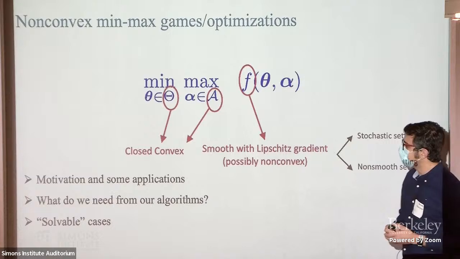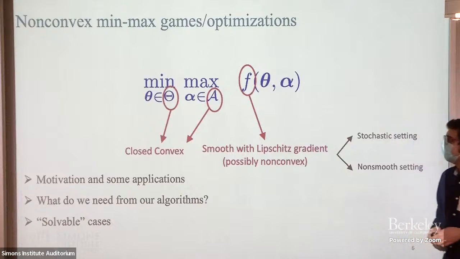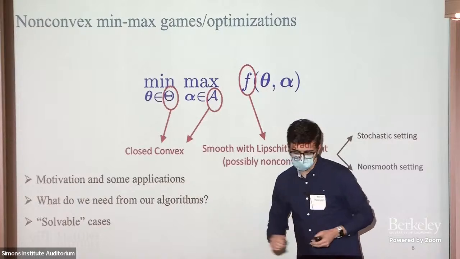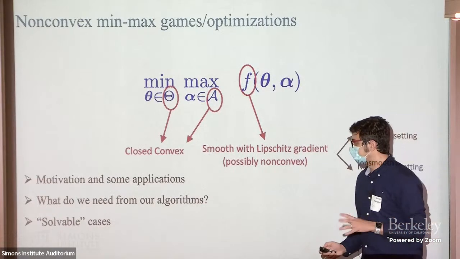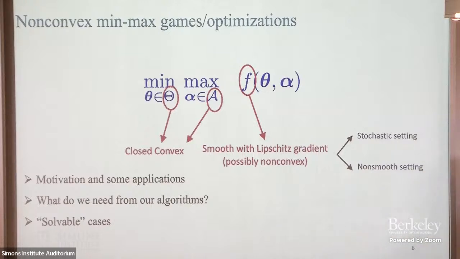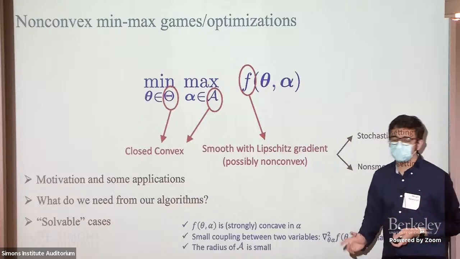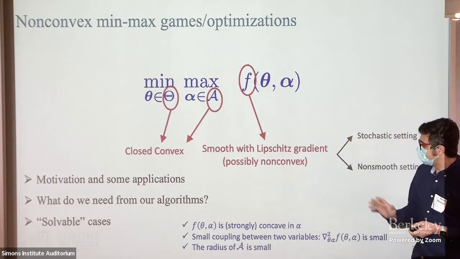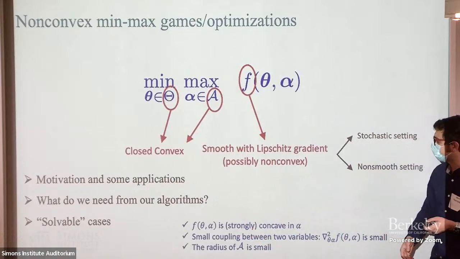And what I'm going to do is start with some motivation very quickly, because we have heard a lot, and some applications. The applications will help us to also motivate what I need from an algorithm, and talk about some solvable cases. And by solvable, I always put it in quotation marks because I'm going to talk about what I mean by solvable. Then we talk about some algorithms and convergence rates.